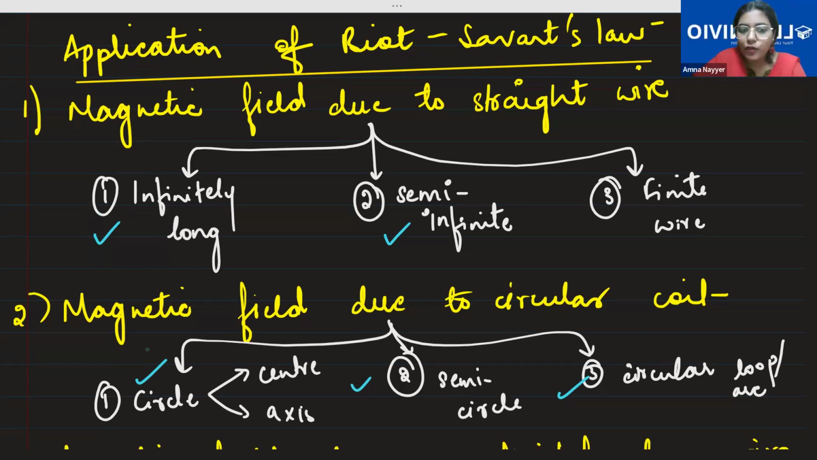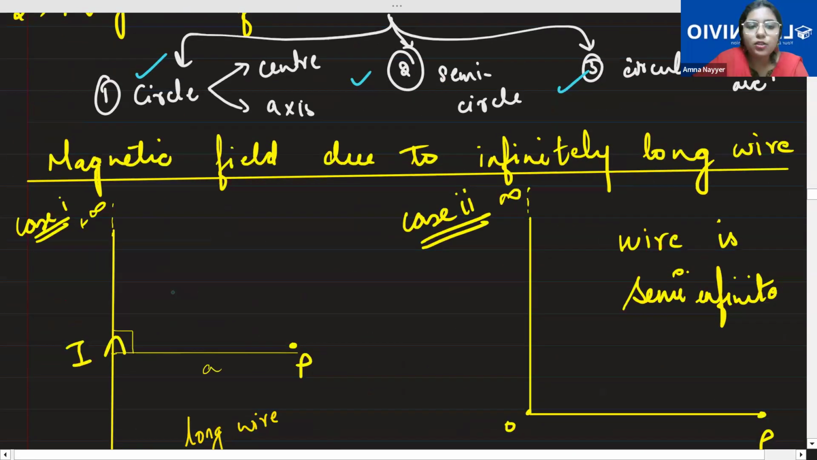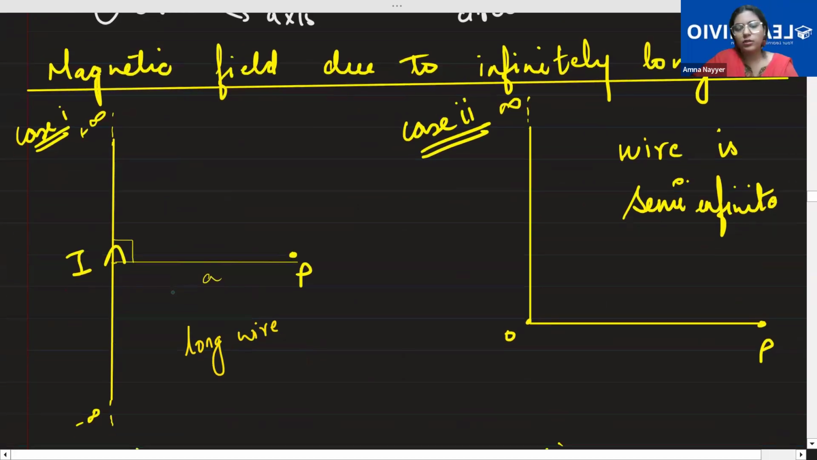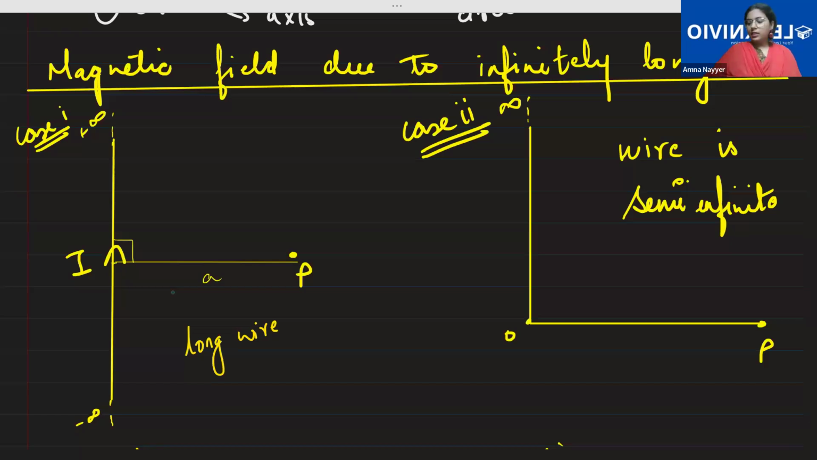As I told you, for infinite and semi-infinite, we'll be just discussing the formula part. Infinite means a wire is very long, it extends up to infinity. Lengthy in the sense of a length that you are not able to measure. Let's say this is a wire extending up to infinity on both edges, and the point will be lying in the middle of it over here.